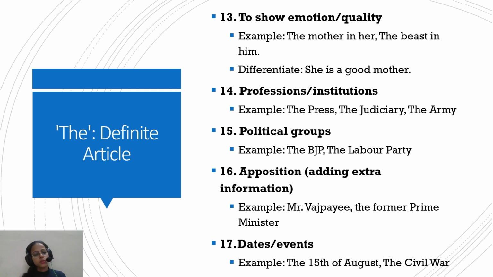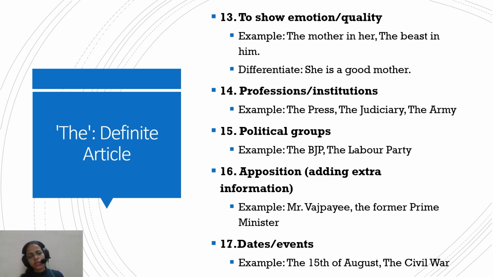A position. A position means adding extra information. So if I were to say Mr. Vajpayee, the former prime minister, here I have to add some extra information, that he was also the former prime minister, so I will use the article "the". Again, it's a very specific case. Saying Mr. Vajpayee, a former prime minister, wouldn't be correct in this context, but the former prime minister of India would be absolutely true. Mr. Vajpayee, the former prime minister of India. "A former prime minister" can be used in some contexts, but it's not relevant for us at this point.